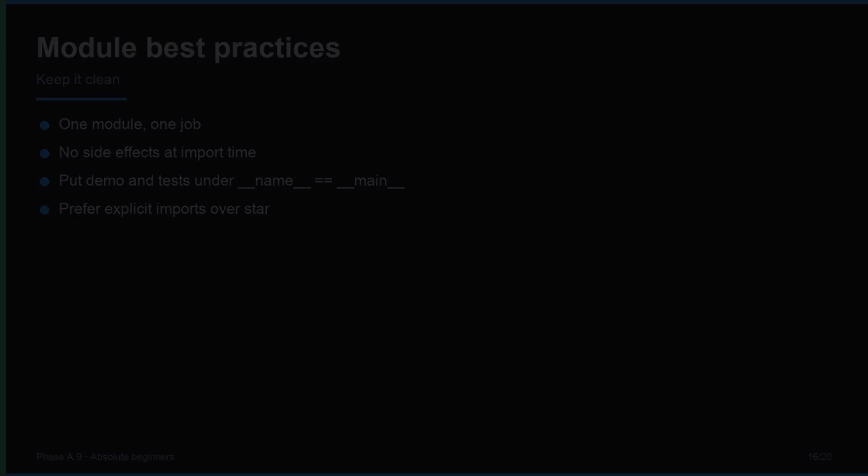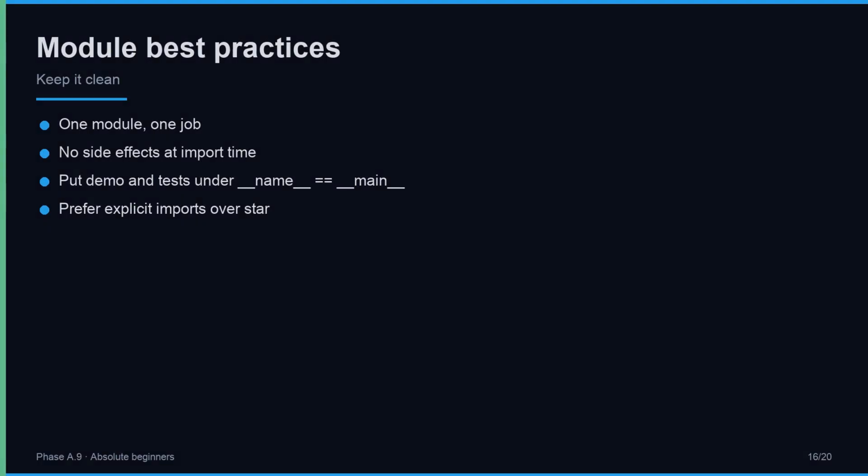Read the traceback. Some habits that keep modules clean. One module, one job. Utilities holds helpers, do not also put database code there. No side effects at import time. An import should never print, never ask for input, never write a file. Put any demo or manual test under the if dunder name equals dunder main block so it only runs when you execute the file directly. Prefer explicit imports over star imports so names stay traceable.